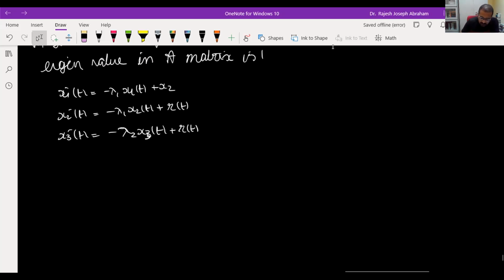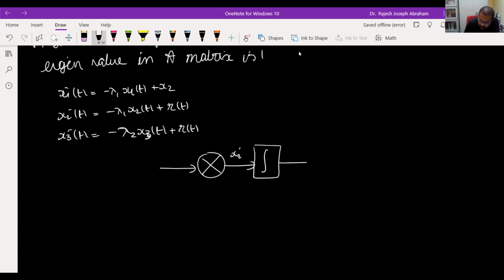Then let us draw the state diagram for this. First let me start with x2 dot. So here is our summing point. Here is x2 dot, which passes through an integrator. Here is x2. This is minus lambda 1, with a minus sign. There should be an r of t term here. So this is r of t. This is x2.